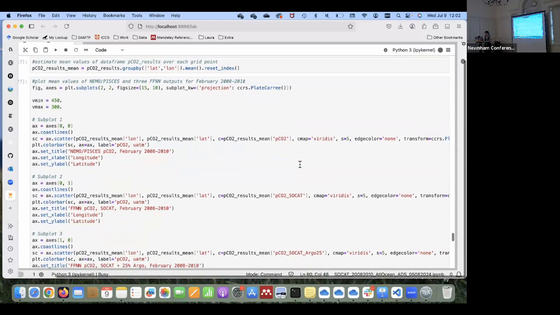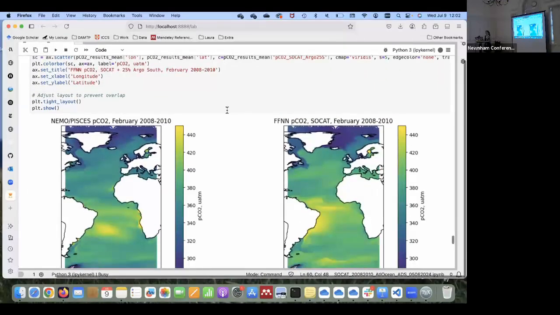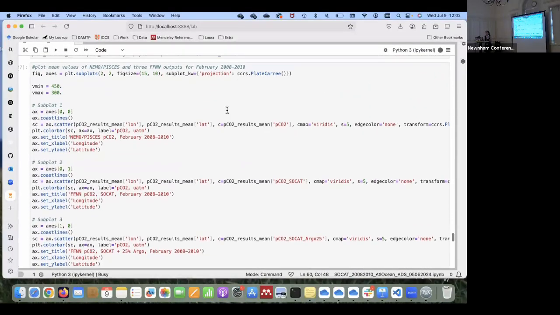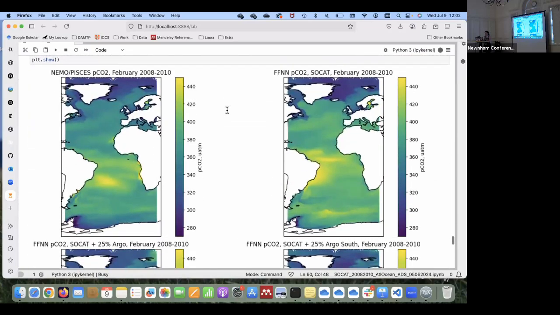So there should be a few plots coming up. We're looking at the mean pCO2, the standard deviation of the pCO2, and then the correlation between the model and the reconstructed data. Does it make sense? The first one is showing the mean of the pCO2 concentration, in microatmospheres.